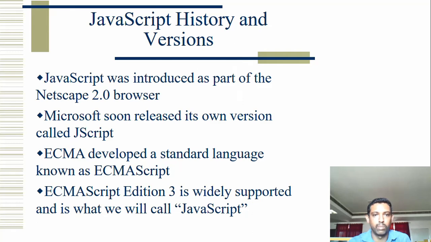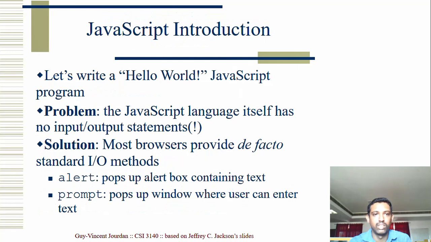First, JavaScript was introduced as a part of the Netscape Navigator browser, version 2.0. Then Microsoft soon released their own version, called JScript. The very first version Microsoft released was the basic version of JavaScript. Then ECMA developed a standard language known as ECMAScript. Then the ECMAScript edition was three. It is widely supported and is what will be called JavaScript. Before that, the version was called ECMA. So after ECMA version 3 was developed, it is called JavaScript.